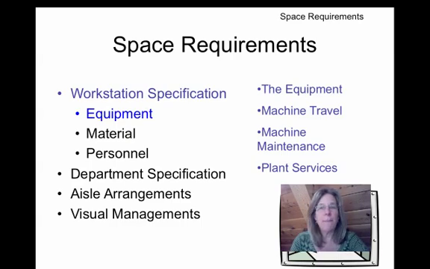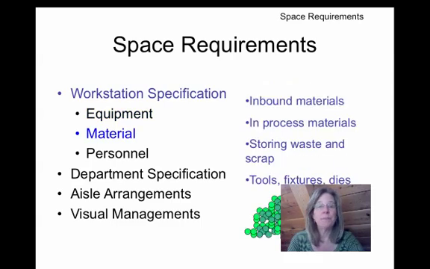You also need to think about maintenance. Where are the maintenance aspects of this machine? You need to build in space around that particular piece of equipment so people can access it for maintenance. Also plant services. This has to do with any kind of piping or electricity or utilities that go into the particular machine. Those also need to be planned for.